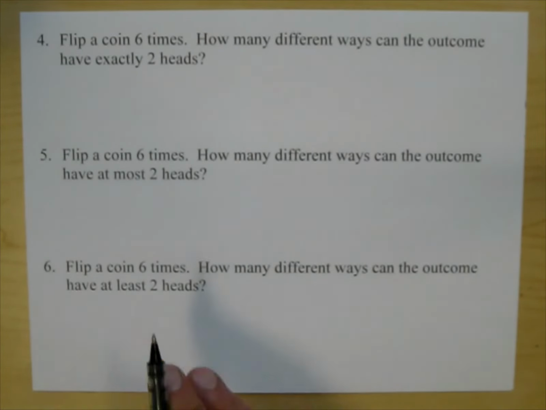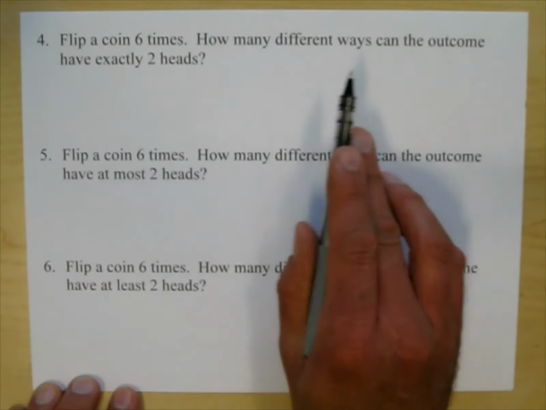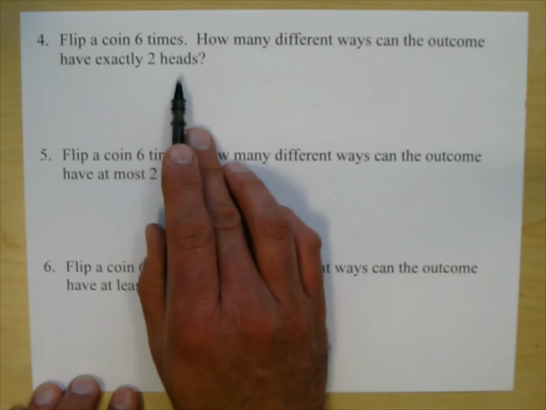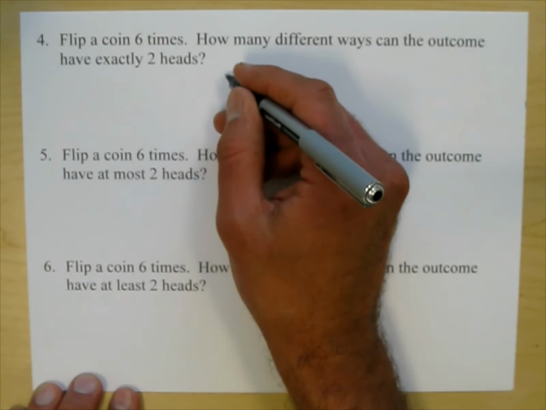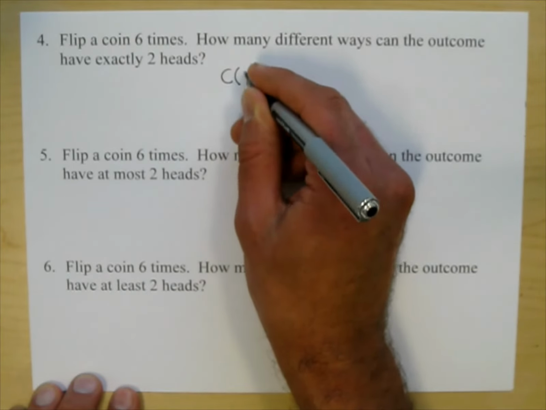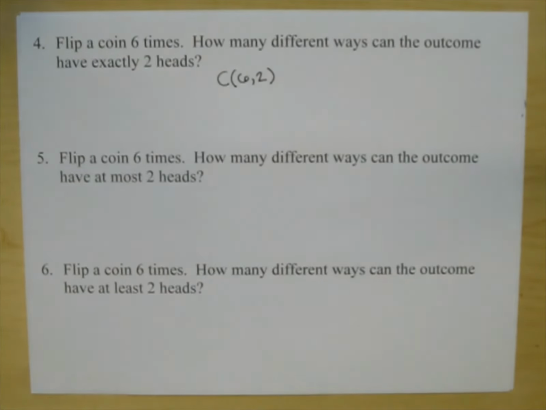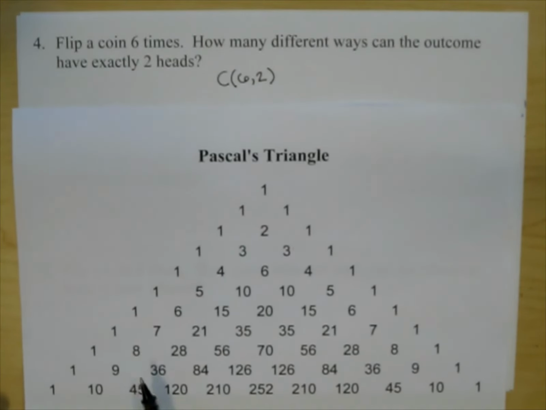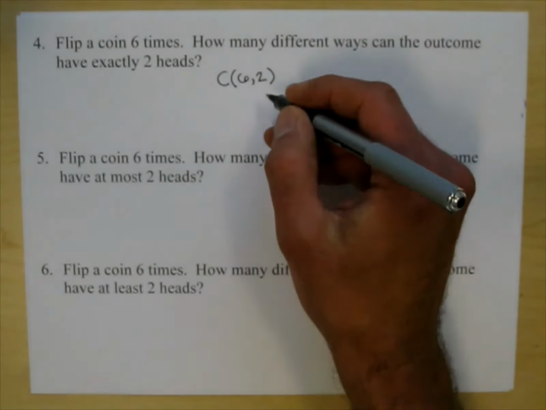So here's the problem. Flip a coin 6 times. How many different ways can the outcome have exactly 2 heads? Well, you see that this happens to be 6 choose 2. 6 choose 2 on Pascal's triangle. You go to row 6. You count over 2. 1, 2. 15 is the answer.